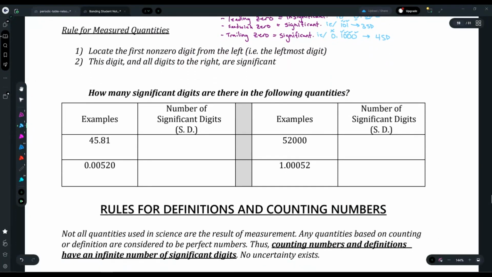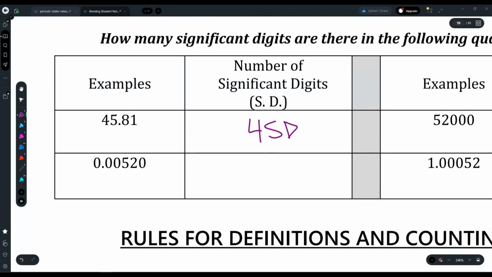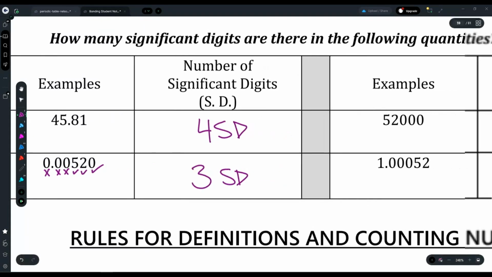Okay, so let's move on to some more examples. Okay, so with 45.81, all of those digits are non-zero digits, therefore all of them are significant, so 4 sigdigs. Okay, with the next one here, the first 3 zeros, those are leading zeros, so they don't count. But the 5 and the 2 count because they're non-zero digits, and then the last 0 is a trailing 0, so it counts. So this has 3 sigdigs.